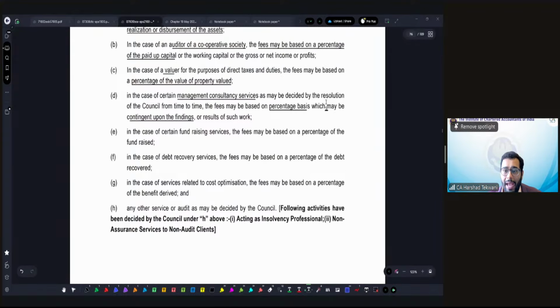And that should be decided by the resolution from the council from time to time. It should not be any management consultancy service. So management consultancy service which is allowed is that which is decided by the council.